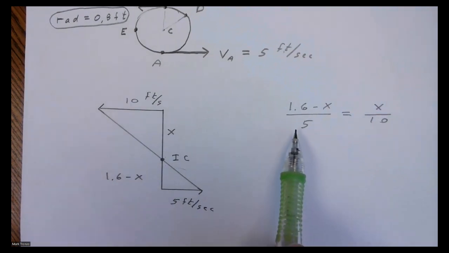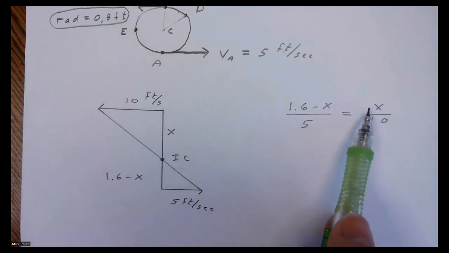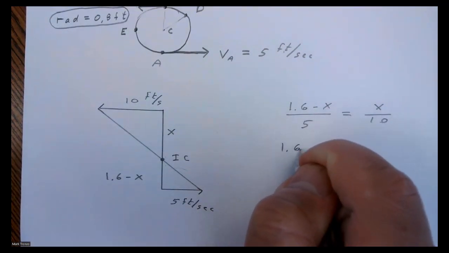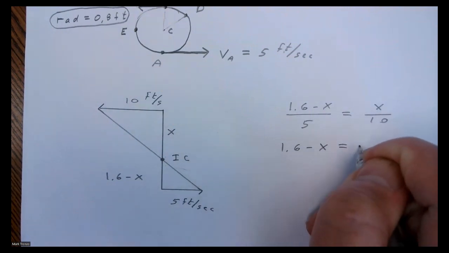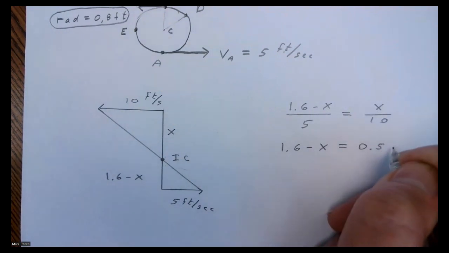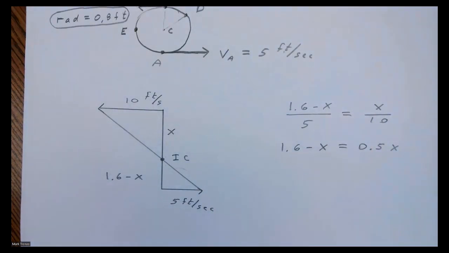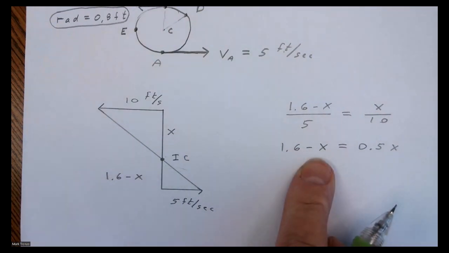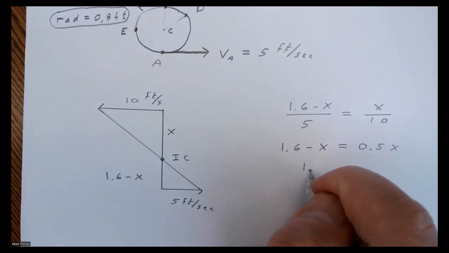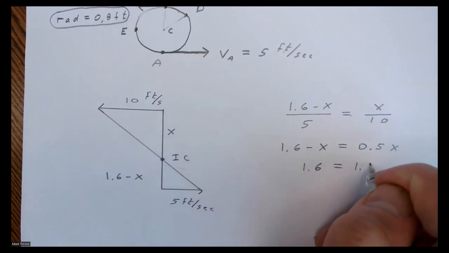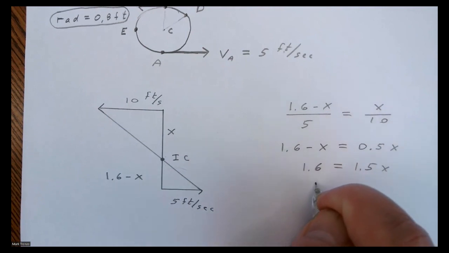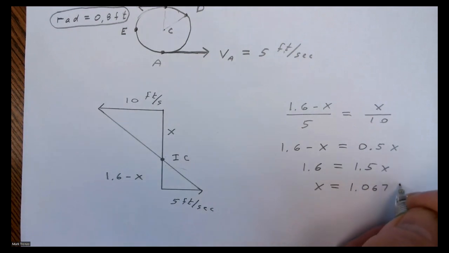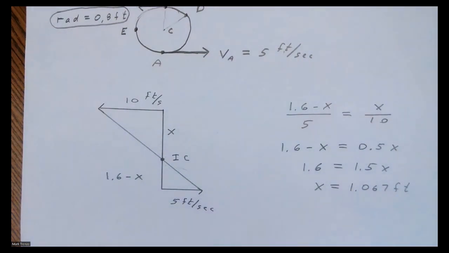And let's see, we could cross multiply. We'll multiply both sides by 5. That'll give us 5 over 10 here, or 0.5x. And then if we bring this x over here, 1.6 equals 1.5x, then x equals 1.067 feet, like this.